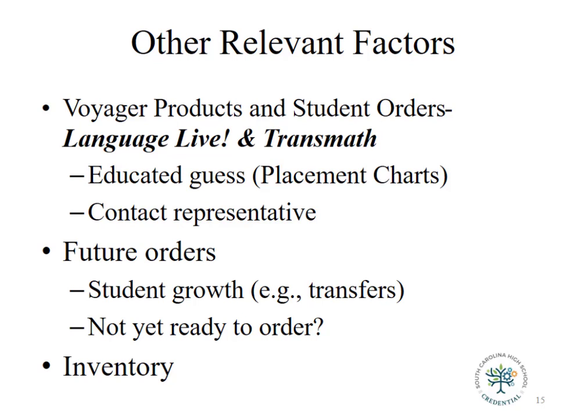Number 1, if your district or high school is selecting any Voyager products such as Language Live or TransMath, student levels are determined by administering placement tests. We are asking districts to make an educated guess on student levels and to submit those numbers. In order to assist with these determinations, Voyager has provided placement charts which are hyperlinked on the Supplemental Instructional Materials Information document. And if you need any further assistance, please do not hesitate to contact the representative.